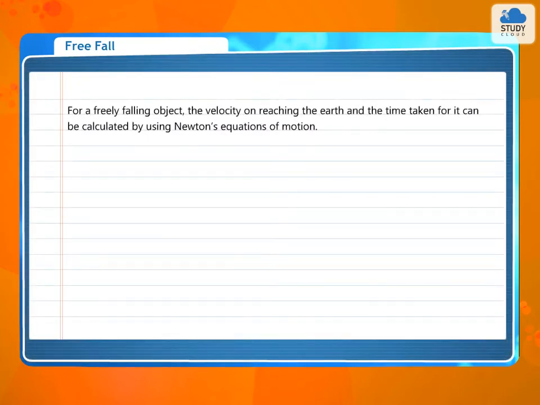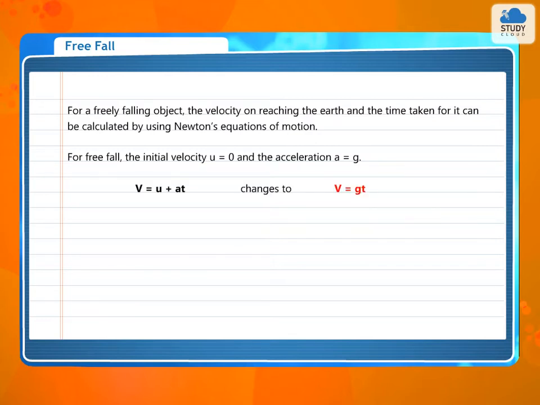For a freely falling object, the velocity on reaching the earth and the time taken for it can be calculated by using Newton's equations of motion. For free fall, the initial velocity u is equal to 0 and the acceleration a is equal to g. v is equal to gt, s is equal to 1 upon 2 gt square, that is half gt square. v square is equal to 2gs.